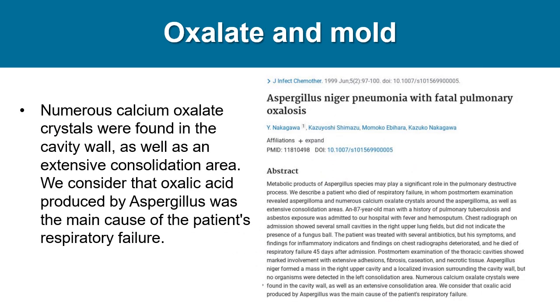So let's shift back to the idea of colonized mold creating high oxalates. I mentioned earlier that we want to think about looking for the damage where we see that colonization.